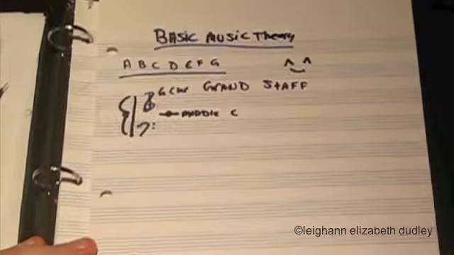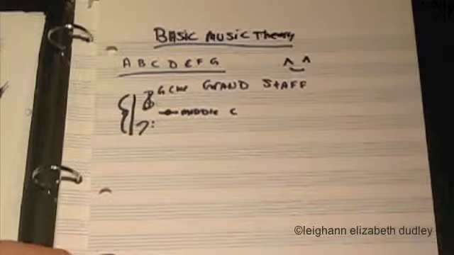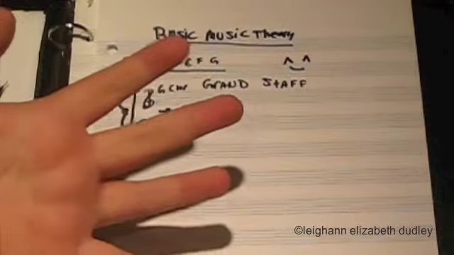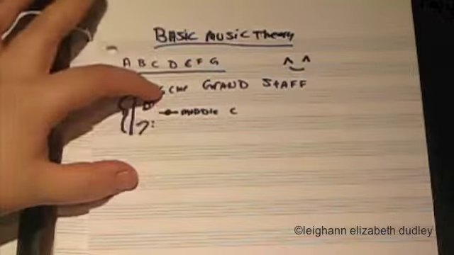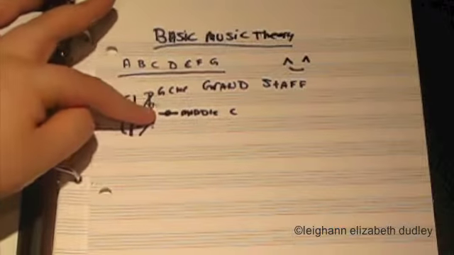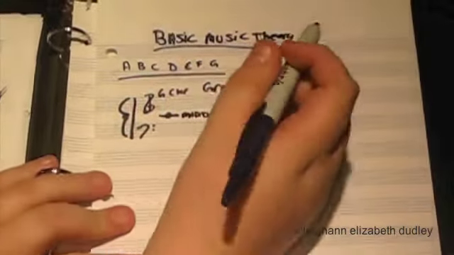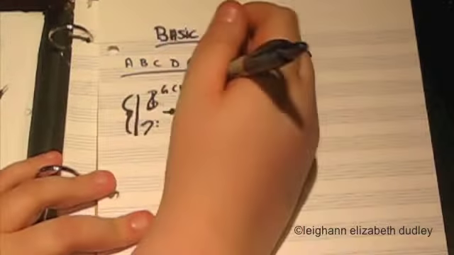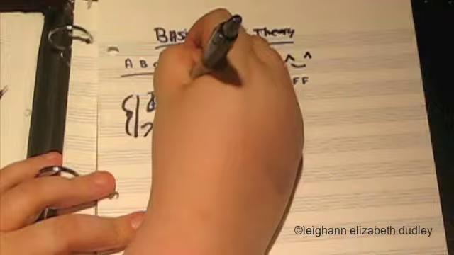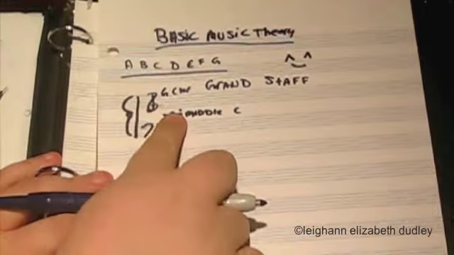The ledger line is an extension of the staff. So you have the staff, which is the 5 lines right here, and then you have the extension of the staff, which is a ledger line. Middle C is on a ledger line. So in treble clef, we go above the ledger line right here. That is D.